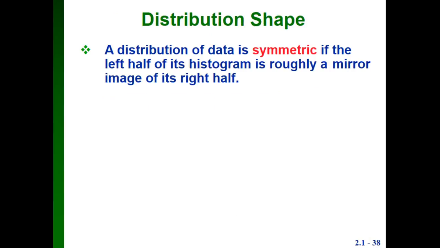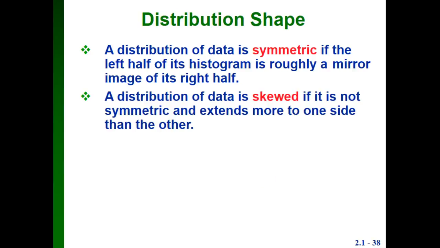One more thing we're going to talk about, because this does have a little bit to do with measures of center, is distribution shape. So this would be if we're talking about a distribution for quantitative data. And we already talked about a bell-shaped distribution. So we say a distribution is symmetric if the left half of the histogram is roughly a mirror image of the right half.